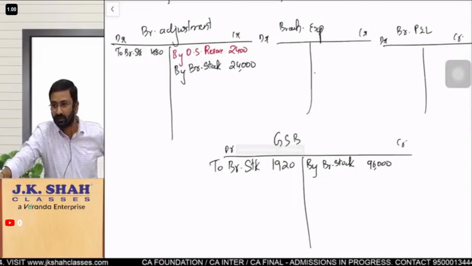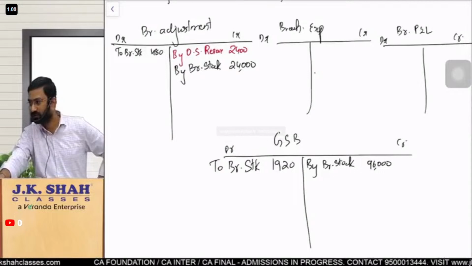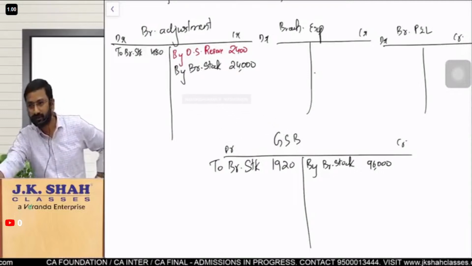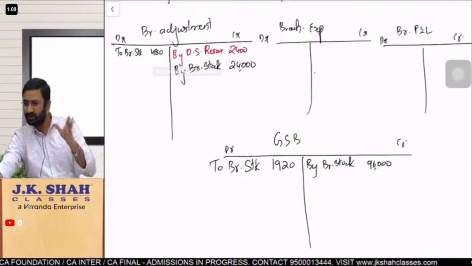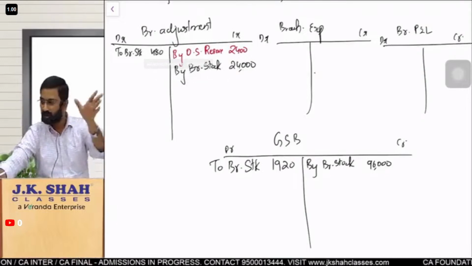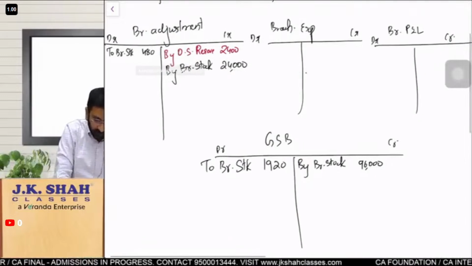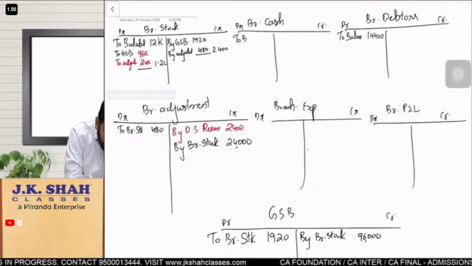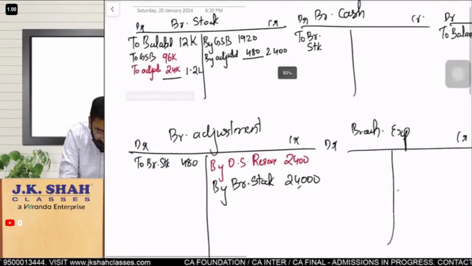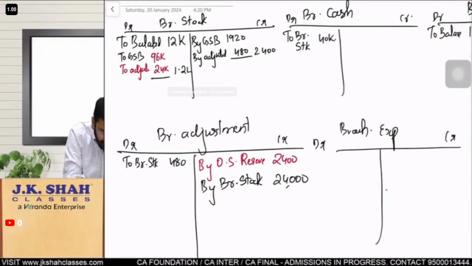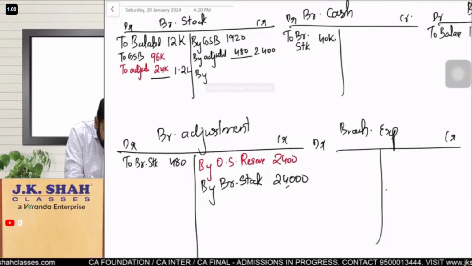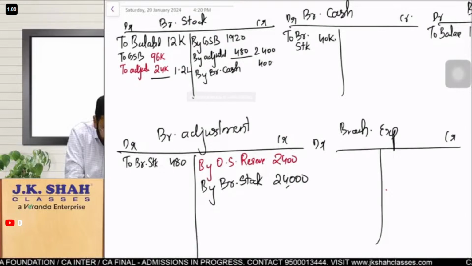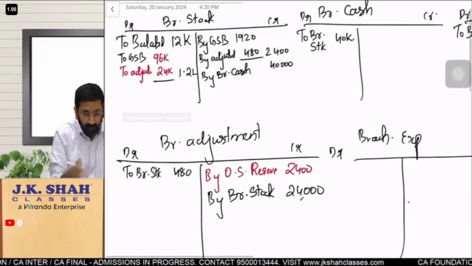Next up, we're going faster. Sales: cash sales and credit sales. Cash sales: branch cash to branch stock. To branch stock, how much? 40. In the branch stock account, by branch cash 40. This is cash sales.